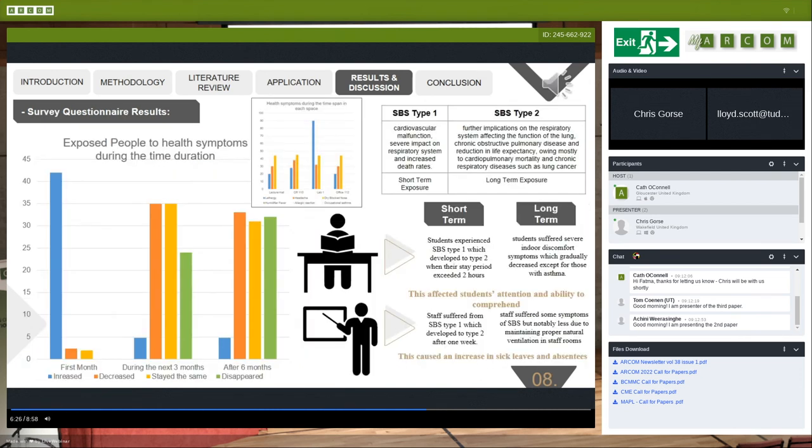As for the questionnaire, it investigated the effects on different occupants as workers, students and staff. For the short term, 84% of the occupants experienced the same symptoms of nose and eye mucous membrane irritations, discomfort in the respiratory system, dizziness and asthma. This affected the students' ability to comprehend and increased the need for sick leaves for the staff. As for the long term, the symptoms gradually decreased except for those with asthma.